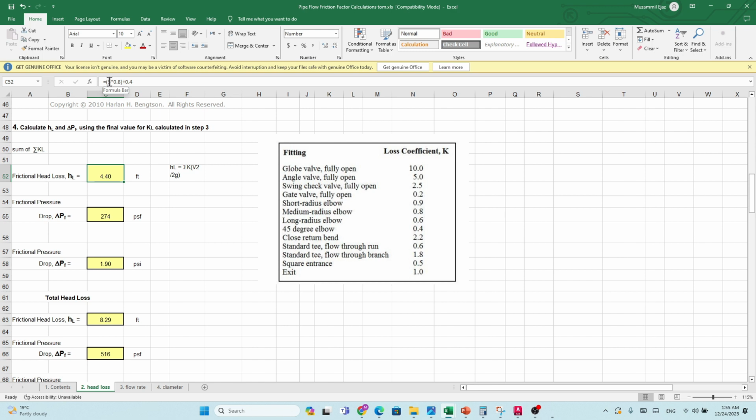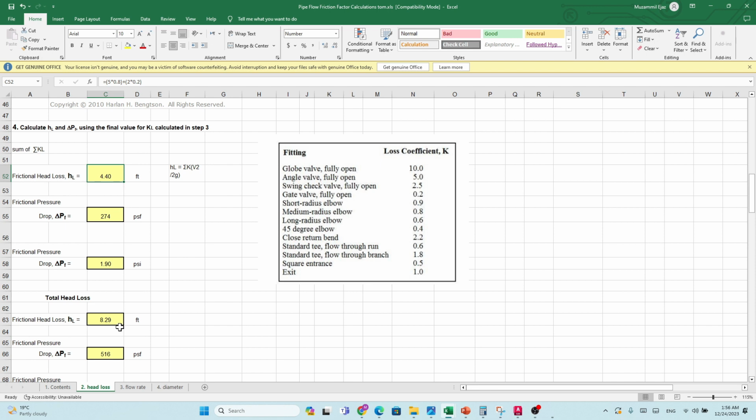We have 5 elbows of medium radius. Let's select medium radius elbow, 0.8. So 5 multiplied by 0.8, plus 0.4. Why 0.4? We have 2 valves, so simply 2 multiplied by 0.2. We have two gate valves, fully open. Let's suppose we have fully open gate valves. So the friction loss due to the fittings is 4.4.